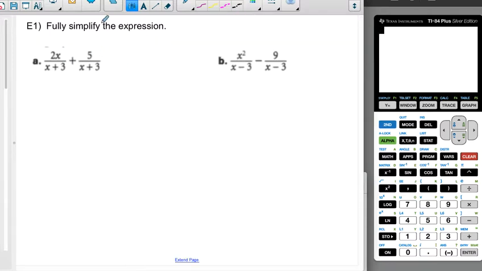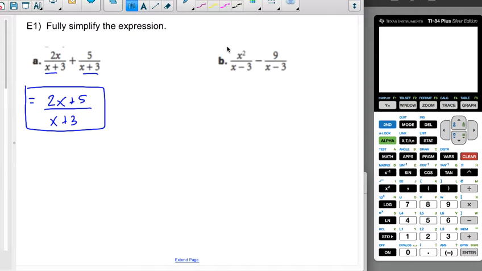So in this example, in E1, I have an A and a B. And in both A and B, I want you to notice that I already have a common denominator, right? So the denominator in A is x plus 3. Since the denominators are the same, I can just combine the top into a single expression and keep the common denominator, and that's my answer. Done. If we do the same thing for B, again, common denominator. So I can just go ahead and combine the top. So I get that this is an x squared minus 9 over an x minus 3.